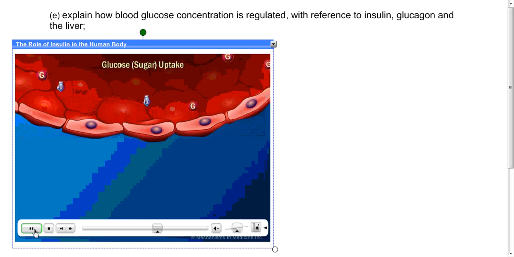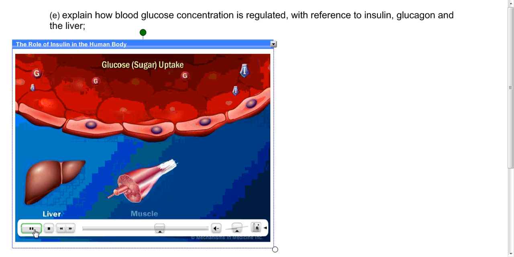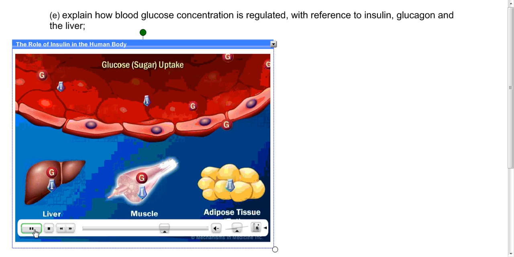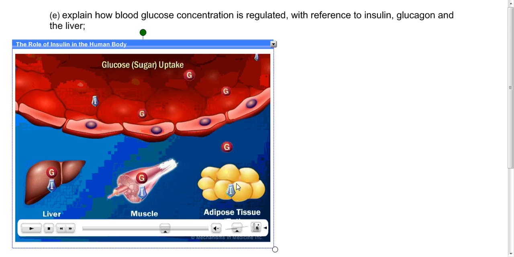So glucose is represented by the red G's and insulin by the blue I's. So we've got liver cells, muscle cells, and adipose tissue. Adipose tissue is just fat tissue, but all these cells require glucose, and they're actually good storage points for glucose. So if your glucose levels are too high in your blood, then the glucose can be stored in these three tissues.